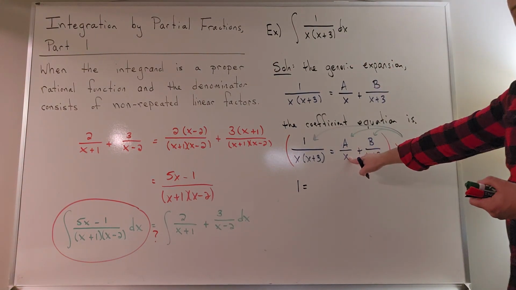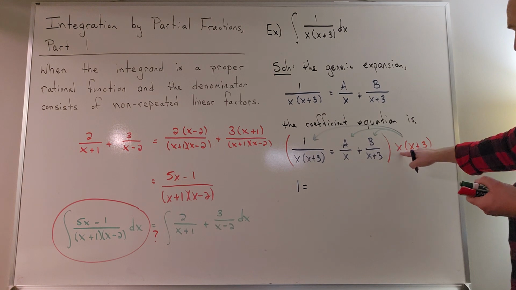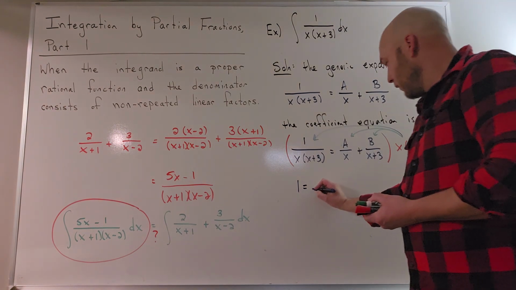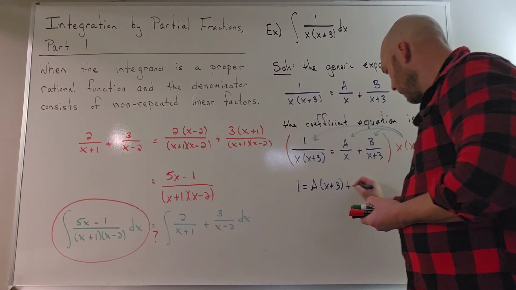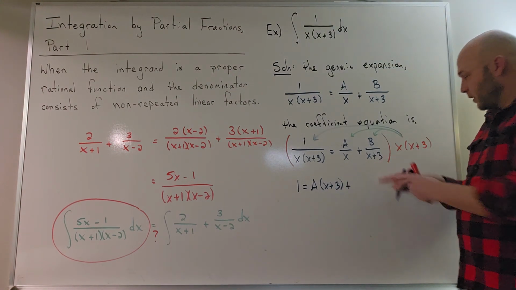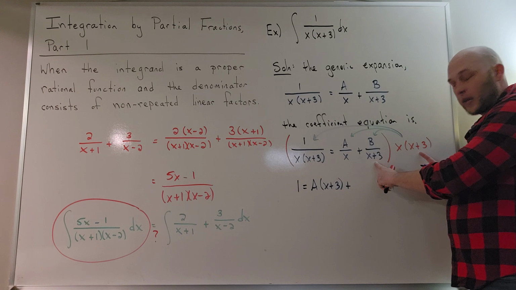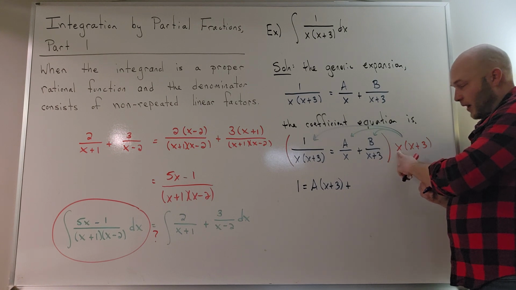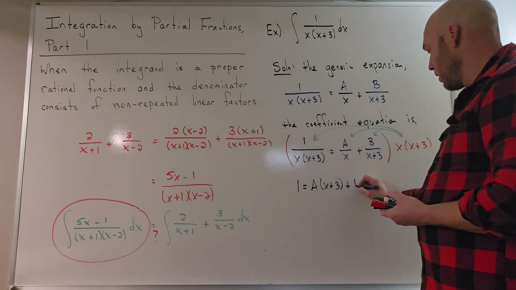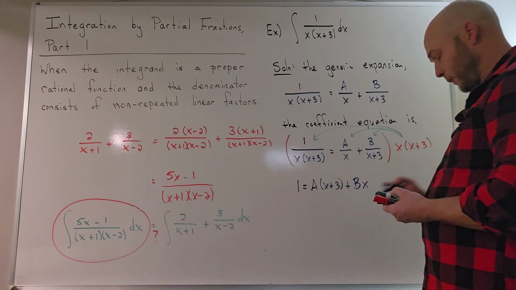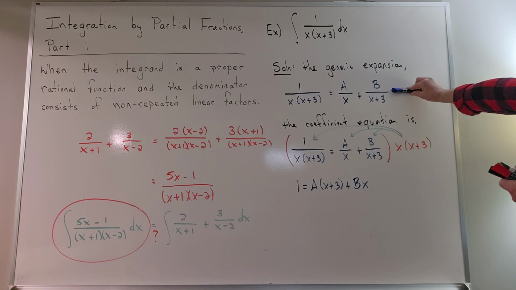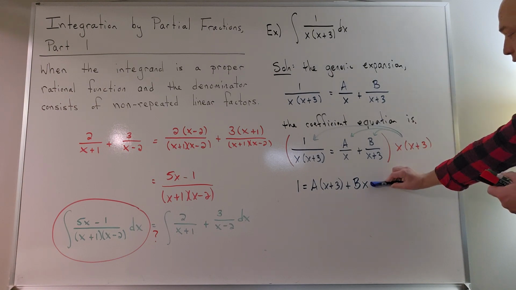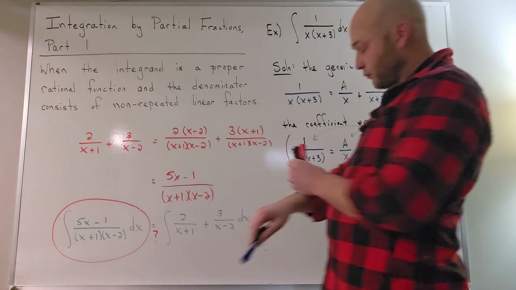When I distribute to here, I'll get this factor of x and this factor of x would cancel, giving me a times x plus 3. When I distribute to this term here, the x plus 3's are going to cancel, leaving just the factor of x along with the b. So I get this equation right here. This I refer to as the generic expansion. This I refer to as the coefficient equation.